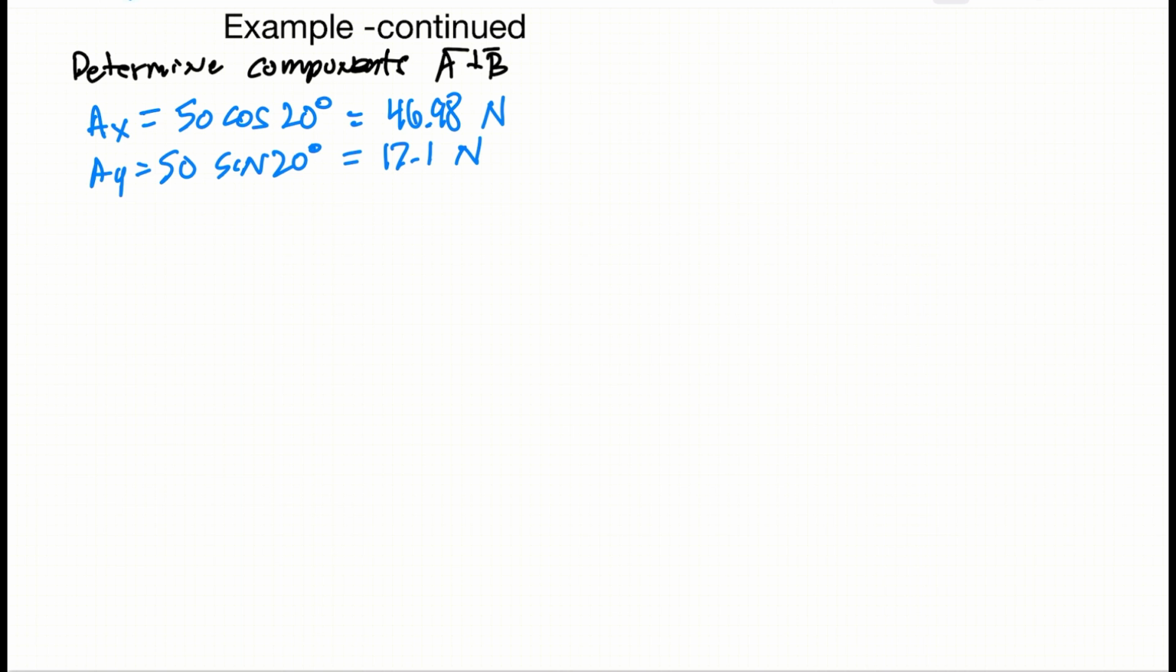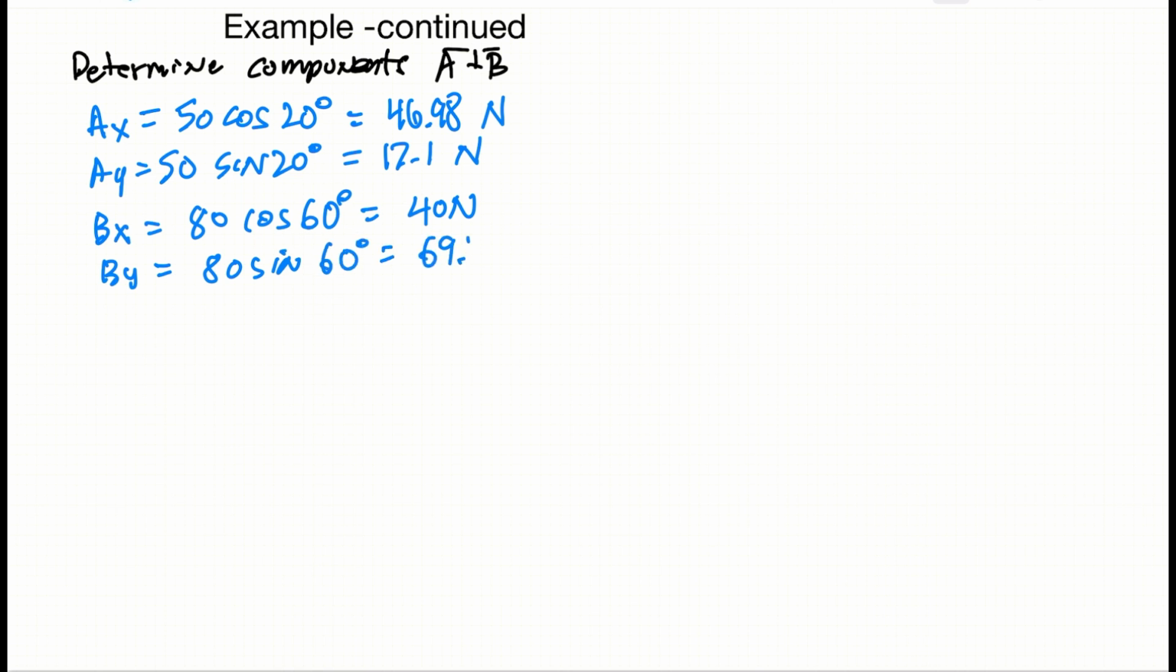All these have units of newtons since it's a force, but that's the component in the y direction of the first vector A. Then b sub x: length of 80, cosine, the angle is 60 degrees, so that's 40 newtons. And then b sub y is equal to 80 times the sine of 60 degrees, which is 69.28 newtons. So there's our four components.